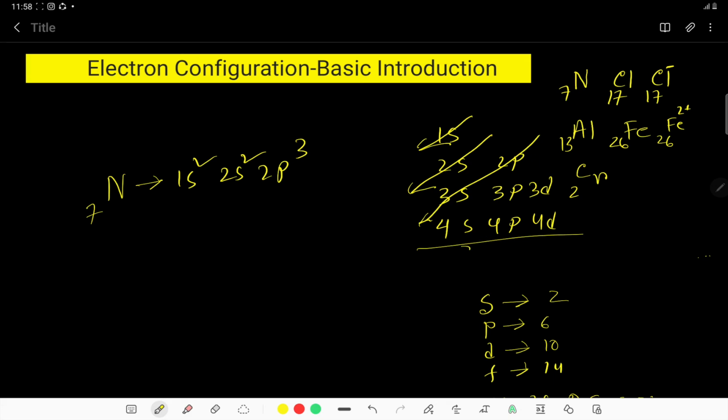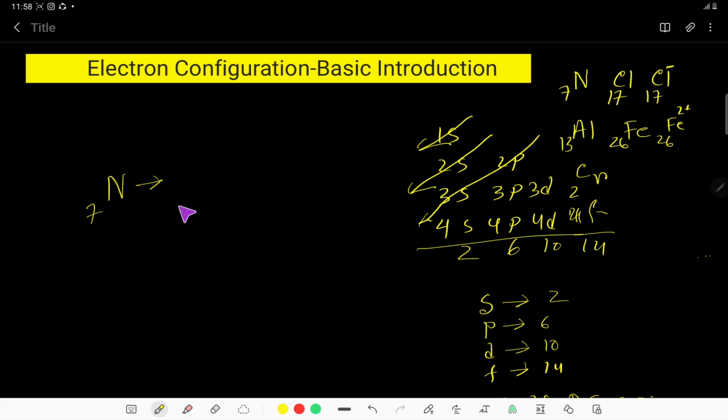In s we can place a maximum of 2, in p we can place 6, in d we can place a maximum of 10, and in 4f we can place a maximum of 14, right? So look, already we have used all our electrons that are available in neutral nitrogen atom, 7, right? This is the first method for writing the electron configuration of nitrogen. Now let me show you the second method.